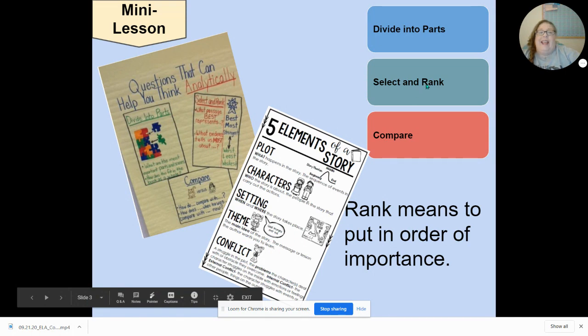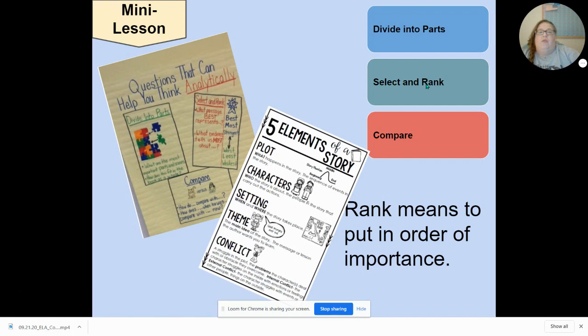We can also select and rank things. So for example, when we were comparing and contrasting our characters, I chose the character traits that the characters reflected the most. So although Keck had many character traits, the one that he reflected the most was being hopeful. And although Ganwar had many character traits, the one that was shown the most was being discouraged. Okay? So that's what selecting and ranking looks like. And then you can compare, which we have done that before.